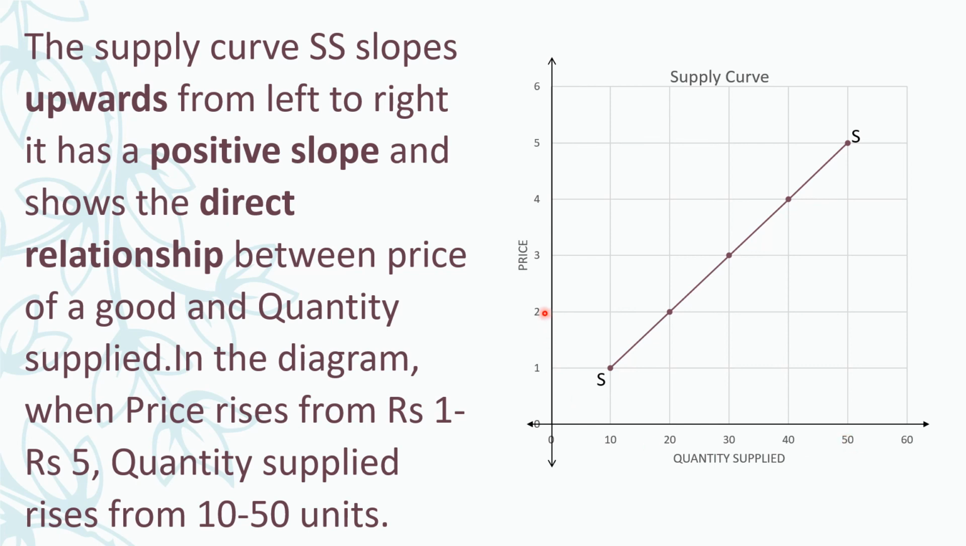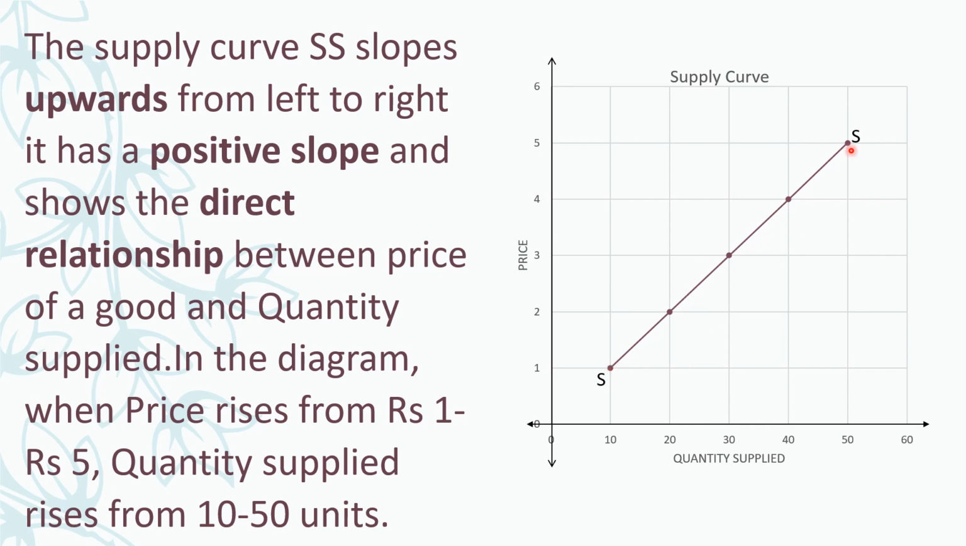In the diagram, we see price is plotted on the y-axis and quantity supplied is plotted on the x-axis. When we plot the points shown in the schedule, that is at price rupees 1, 10 units are supplied, at price rupees 2, 20 units are supplied, at price rupees 3, 30 units are supplied, at price rupees 4, 40 units are supplied, at price rupees 5, 50 units are supplied, and we join all the points, we derive the supply curve SS. And what did we note about the supply curve SS?